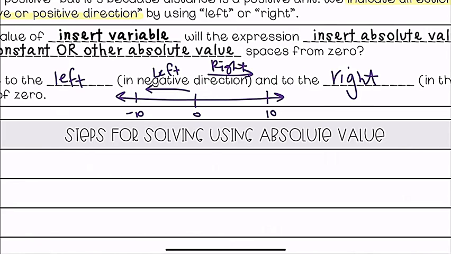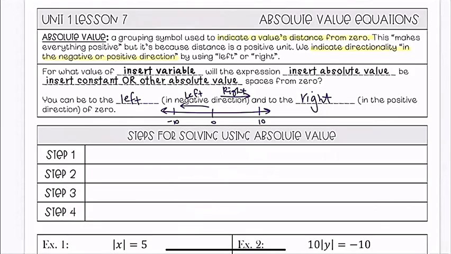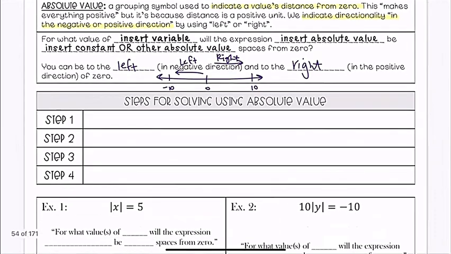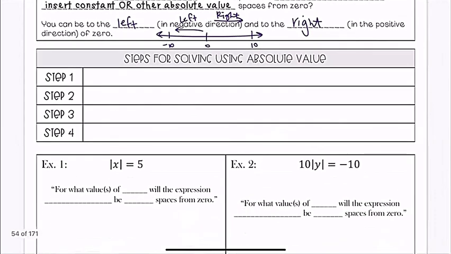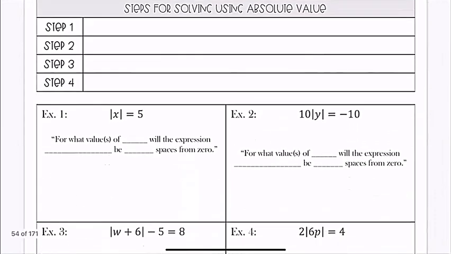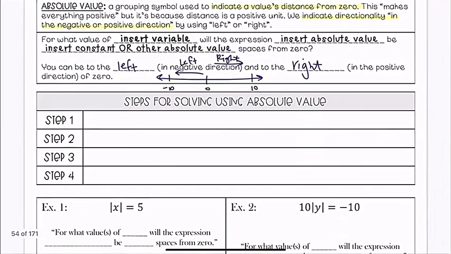So -10 is 10 spaces from 0, and +10 is 10 spaces from 0. Both a positive distance from 0. -10 is in the left direction, so it's in the negative direction from 0, and this is in the positive direction from 0. Hopefully that helps a little bit with kind of what we're trying to figure out. Then here we have a space for the steps on how to solve an absolute value, and then we're actually going to start with the questions.